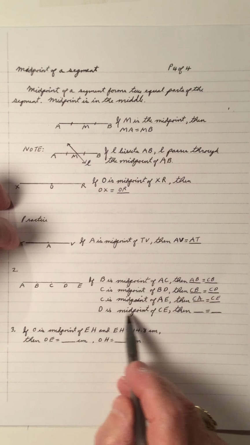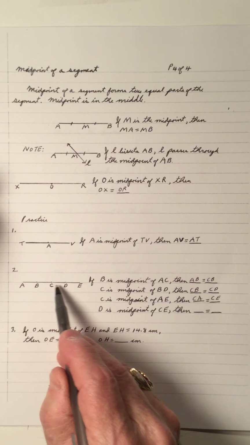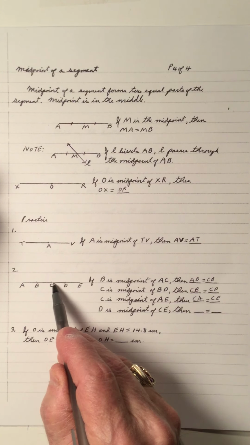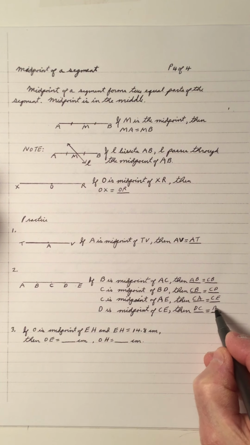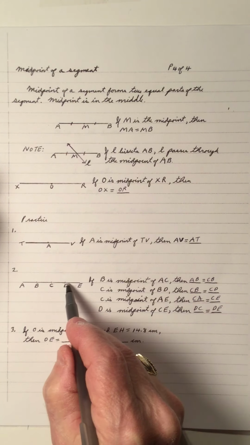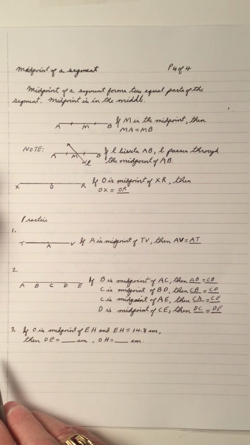D is the midpoint of CE. So if D is the midpoint of CE, that means DC equals DE.